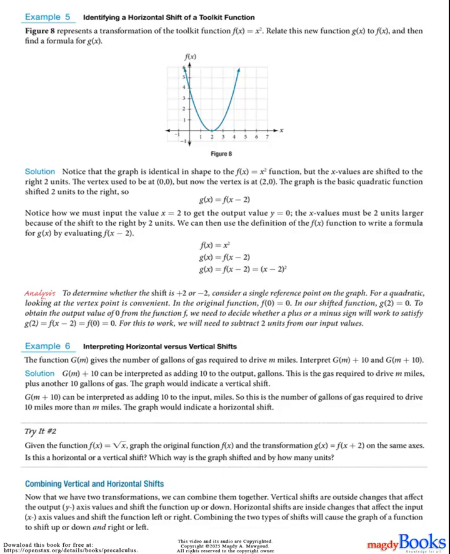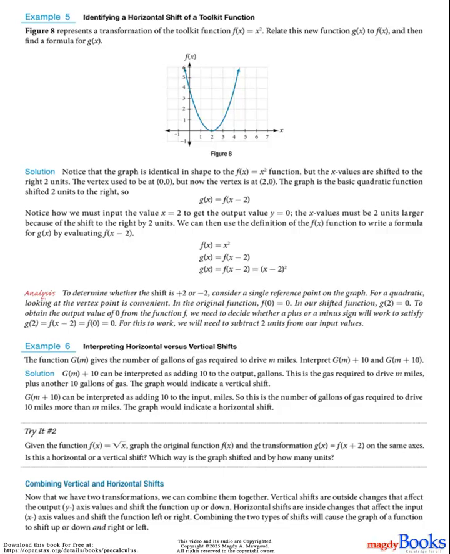To obtain the output value of 0 from the function f, we need to decide whether a plus or a minus sign will work to satisfy g of 2 equals f of x minus 2 equals f of 0 equals 0. For this to work, we will need to subtract 2 units from our input values.